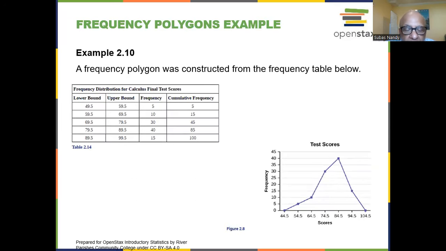So this is your frequency polygon. You have scores on the horizontal axis going from 44.5. The first class is from 44.5 to 54.5, then 54.5 to 64.5. So actually the diagram is wrong. It's starting from 44.5 on the horizontal axis going up to 54.5.